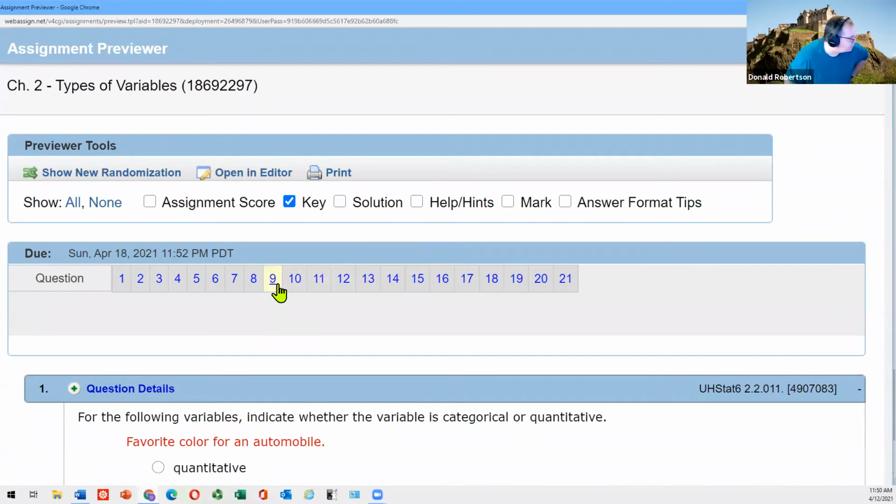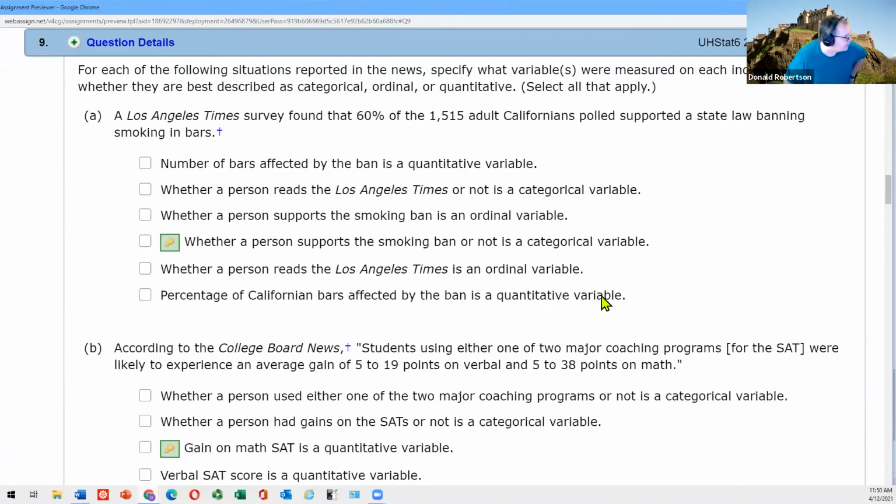And question 9 is quite early on. Okay, can you see the answers I've got here before I do it? Yeah, I can see your answers. Okay, this is their answer. So for each of the following situations reported in the news, specify what variables were measured on each individual and whether they are best described as categorical, ordinal, or quantitative. Right. So I'm specifically asking about B. Okay.